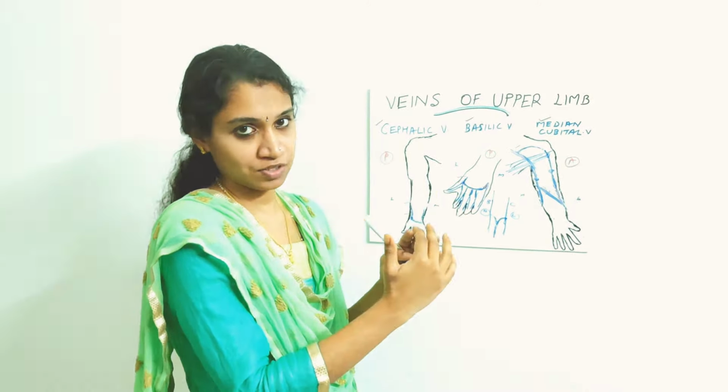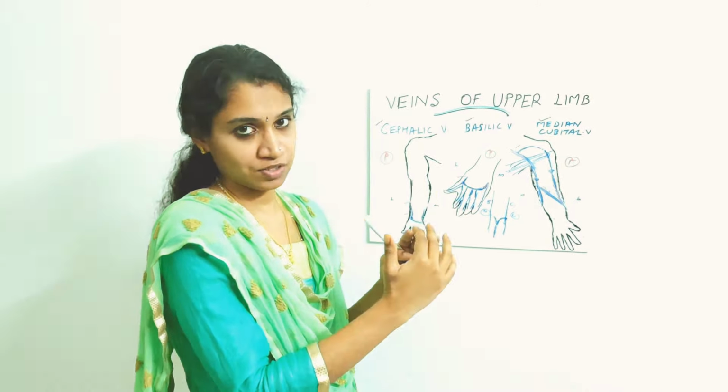So that is one way. Another way is sometimes this basilic vein can continue directly as axillary vein at the lower border of teres major muscle. In that case, these brachial veins, which I told earlier, will be joining the axillary vein at the lower border of subscapularis muscle. So these two are terminations.